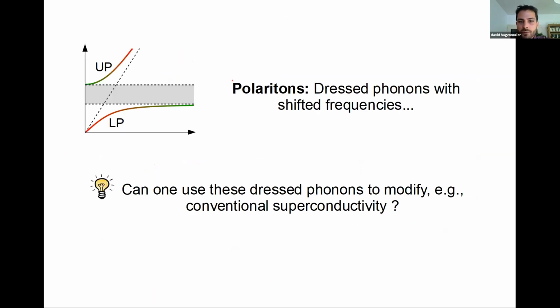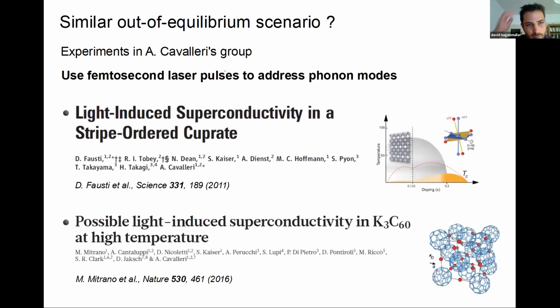And since these polaritons can be seen as dressed phonons with modified frequencies, a natural question is then, can these dressed phonons lead to a modification of electronic quantum phases governed by the coupling to phonons, such as superconductivity, for instance, conventional superconductivity? So this question is somewhat similar to the one at the heart of Andrea Cavalleri's experiment in Hamburg, on whether one can modify or even induce superconductivity using short laser pulses addressing some particular phonon mode.